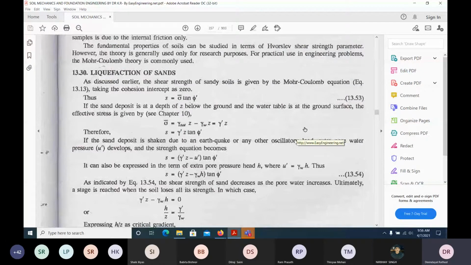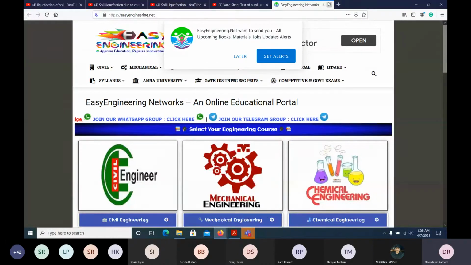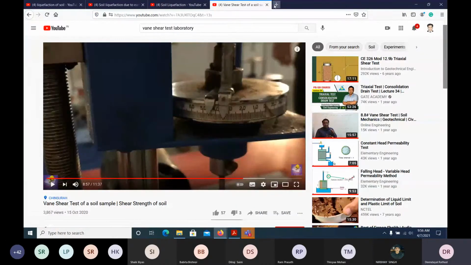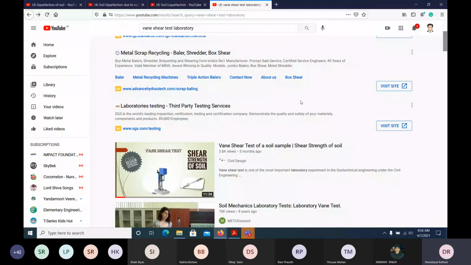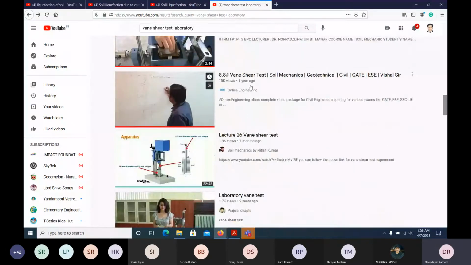Yes, sir. Even for the vane shear test you can see some videos. I will put up some of the videos, even if you have doubts. This kind of video you can also see. People are showing how to derive this one. It is very simple. If you take the resisting torque along the top, the sides and the bottom and add them, you will get this T value.